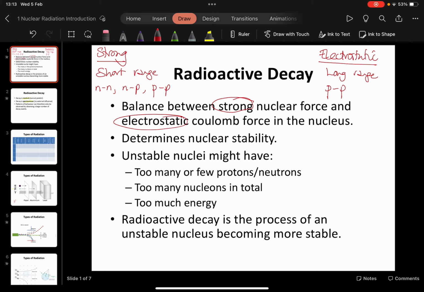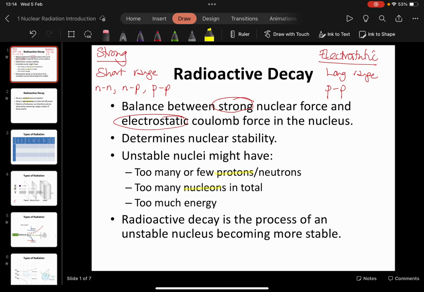So comparing those 2 forces is not entirely straightforward, but it is the comparison of those that determines whether or not a nucleus is stable. Reasons for a nucleus not being stable: too many protons. Then the electrostatic force would dominate and that nucleus would fall apart. It would be unstable. Or too many nucleons in total.